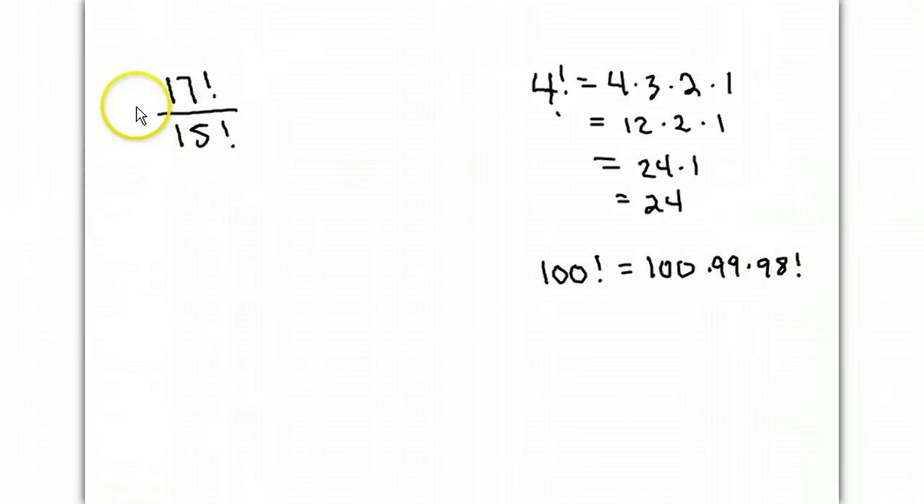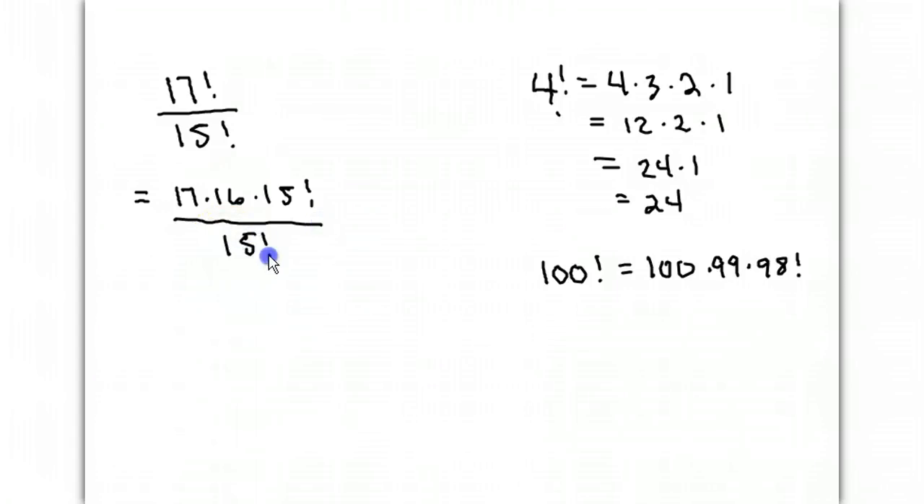So if we have a problem that says 17 factorial divided by 15 factorial, well, 17 factorial is 17 times 16 times 15. If I want to stop here, I just put a factorial at the end, and that's divided by 15 factorial. So if you look at the numerator and the denominator, they each have a 15 factorial. So what I can do is cross those out, and I'll just have 17 times 16, which will give me 272.